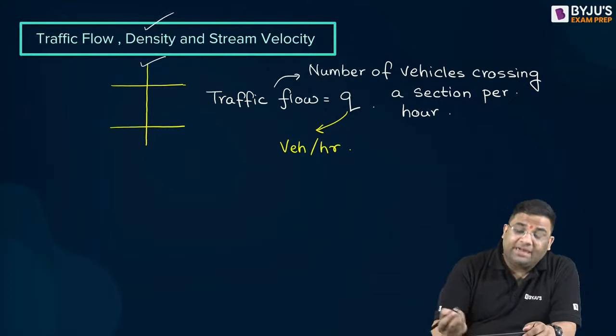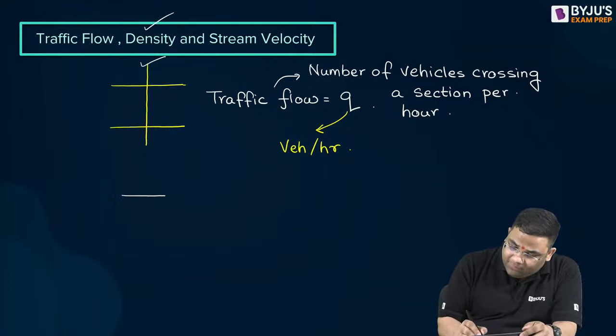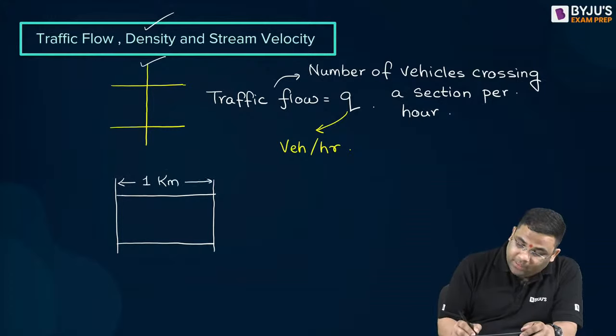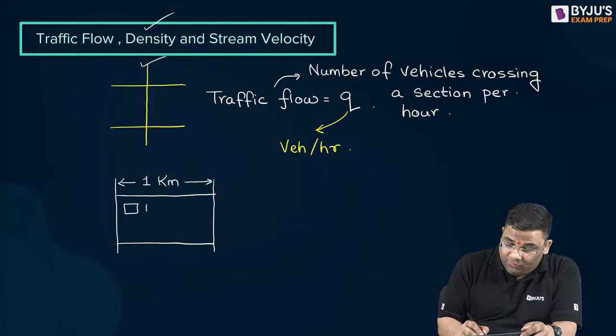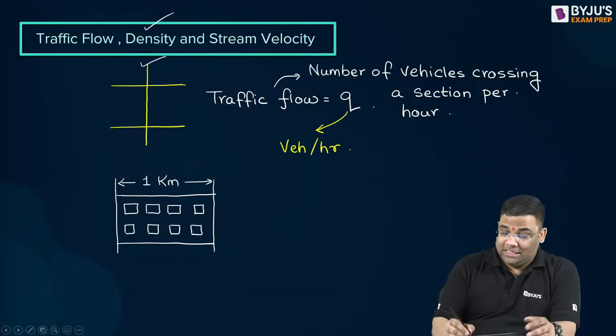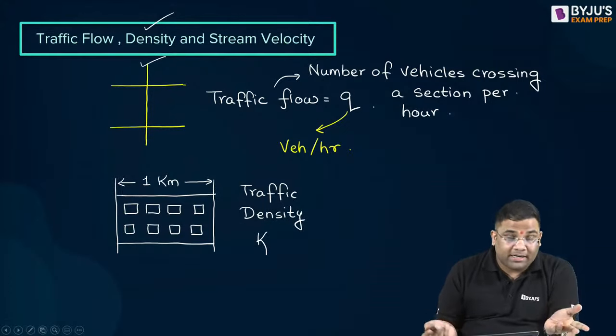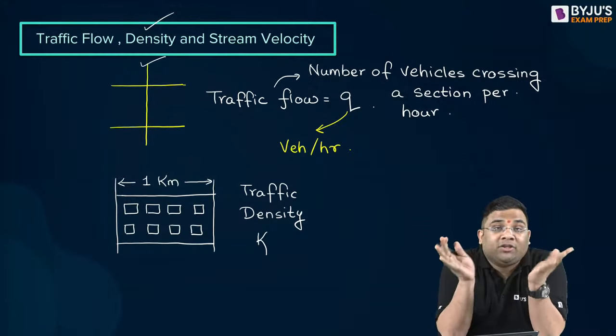We have something known as traffic density. What is traffic density? Suppose we have a road and we are seeing a 1 kilometer section of the road. In that 1 kilometer, if you are able to count the number of vehicles, that will be known as the traffic density. So I can say that the traffic density, K, is the number of vehicles in a stretch of 1 kilometer.